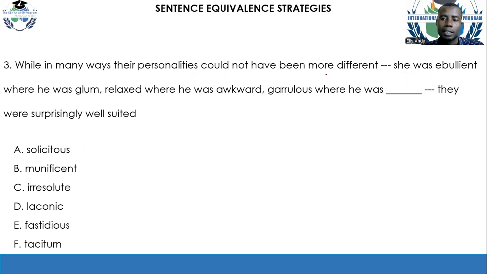So she was ebullient. He was glum. So that is the first comparison. Then we also have she was relaxed, but he was awkward. So the blank is also another comparison, a contrast in fact. She is garrulous, whereas he was blank. So this is what we should be looking at: something that contrasts with garrulous. So that is the clue. There is a contrast of their personalities. And the last personality listed here is that she was garrulous. So we need to find something that has maybe an opposite meaning to garrulous.